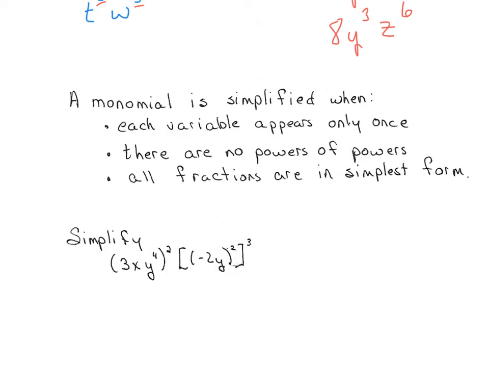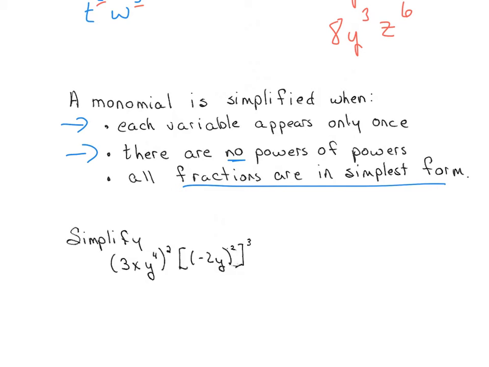Now we need to know when to stop. So we need to know when a monomial is totally simplified. It's simplified when each variable appears only one time. It's simplified when there are no powers of powers. In other words, you can't have x squared cubed. And all fractions are in simplest form. I don't want decimals, but I do want you to reduce fractions to simplest form.